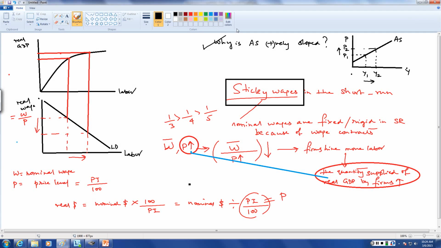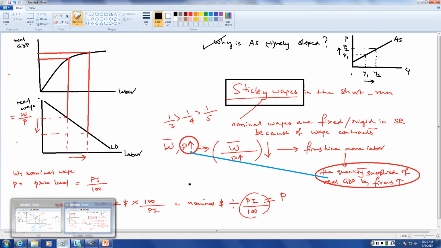Our next question that we will now answer is, what factors might cause the aggregate supply curve to shift? What would cause changes in supply? Yes?